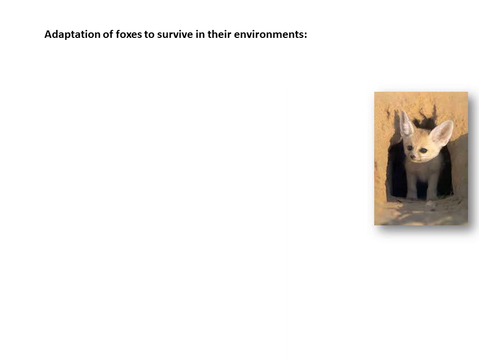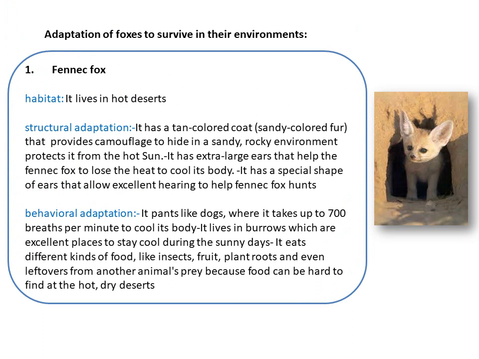Adaptation of foxes to survive in their environments. Starting with the fennec fox. As we said before, the habitat of the fennec fox is the hot deserts. So they make two different types of adaptation that we took: structural adaptation and behavioral adaptation. So what are the structural adaptations the fennec fox has?